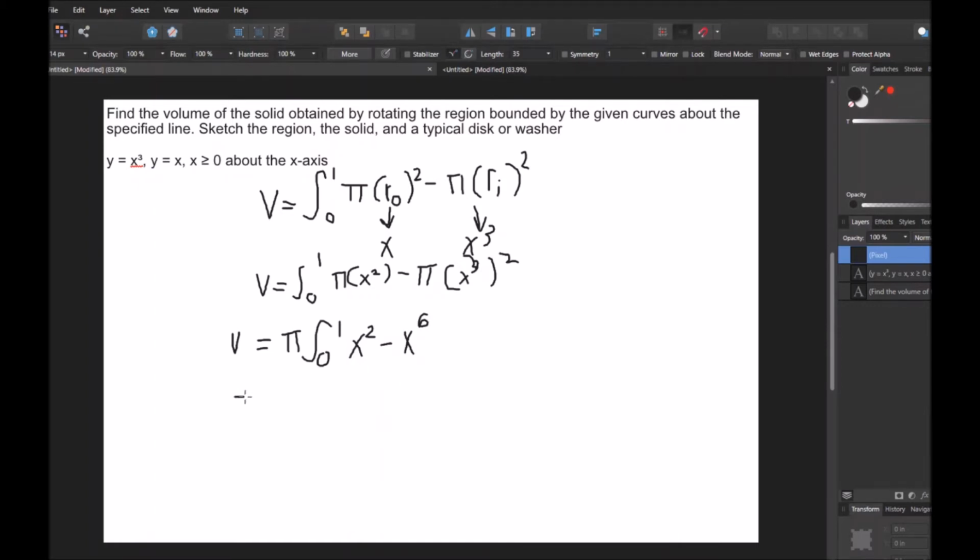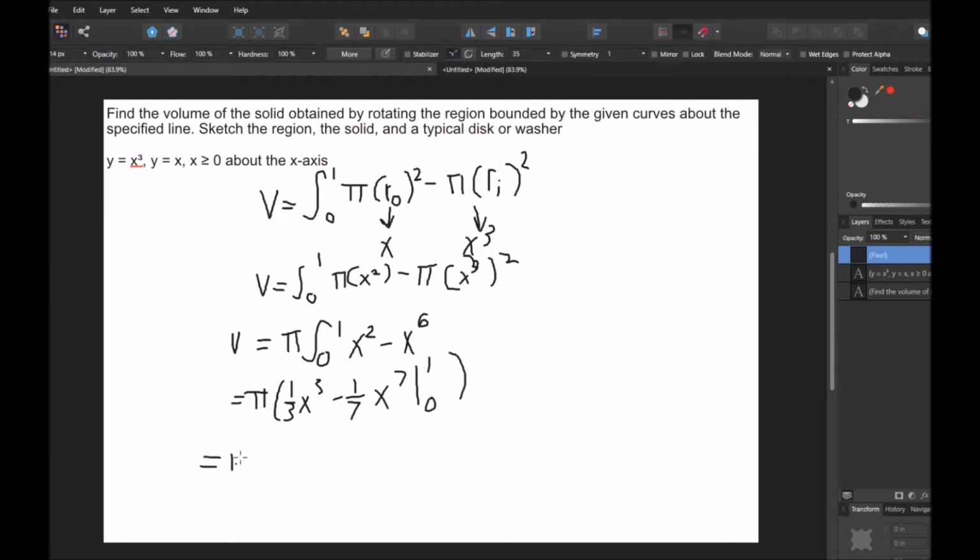And then when I go to actually evaluate the integral, I'm going to have pi times 1/3 x cubed minus 1/7 x to the 7th. And if you're wondering why that is, you can just take the derivative of these. You would drop down the 3, and 3 divided by 3 would be 1, and then 3 minus 1 up top would be 2, giving you x squared. And the same thing for x to the 7th. You just drop down the 7, these would simplify to 1, and then 7 minus 1 is 6. And we're going to be evaluating that from 0 to 1.